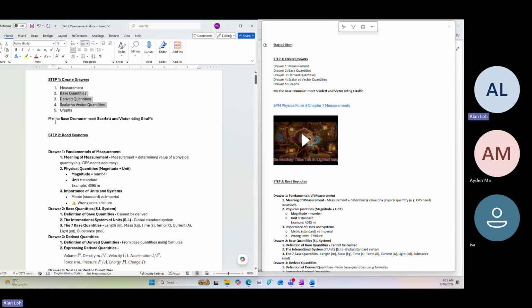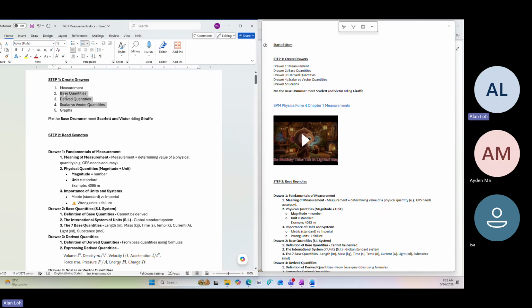Me, the bass drummer, meet Scarlett and Victor riding giraffe. You can picture that as an animated video in your brain right now, how this story will turn out. You are a bass drummer, because you are a drummer, you know drums, and there are different types of drums. This is a bass drum. And you meet 2 of your friends, Scarlett and Victor, who are riding a giraffe.